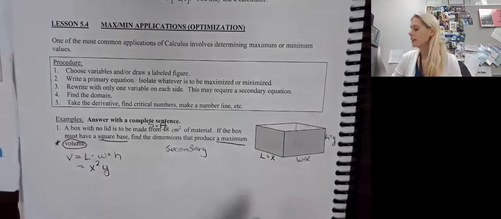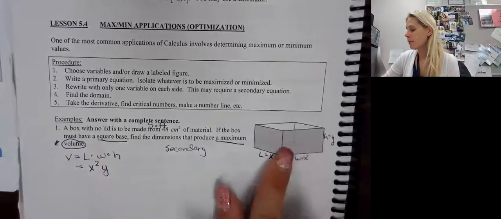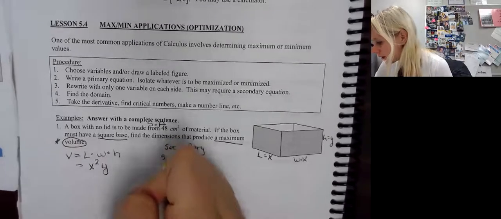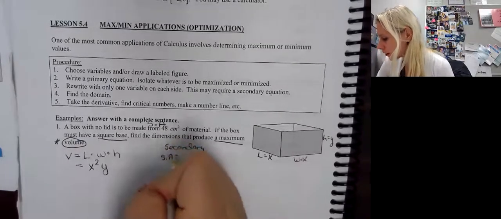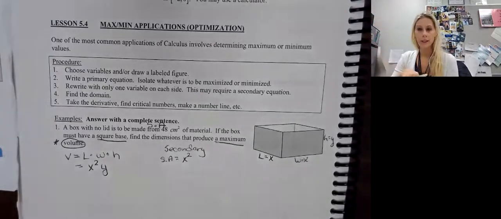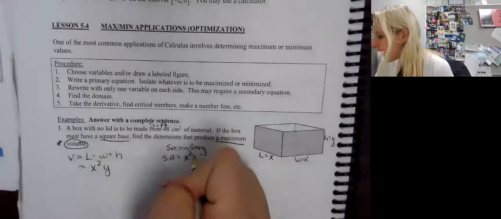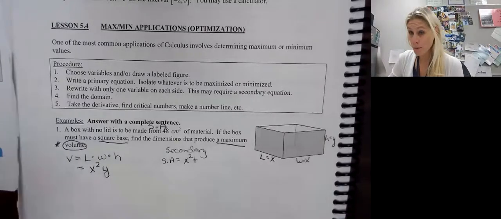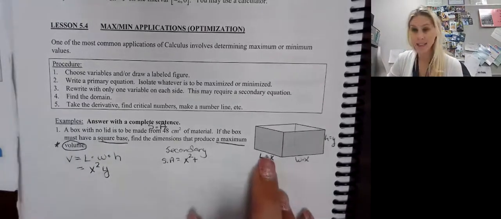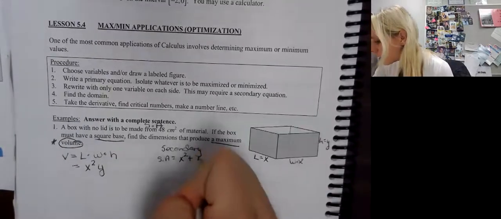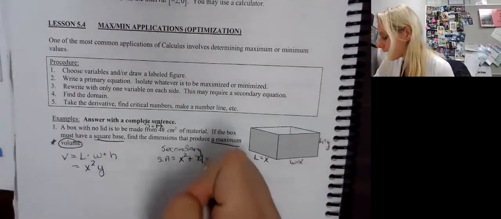Well, let's look at this. So the bottom is x times x, which is x squared. So surface area equals x squared. And what do we do with surface area? We add all the areas together. And then we have these four sides, and there's four of them technically because x and x are the same, right? So x times y, we have four sides that are x times y.